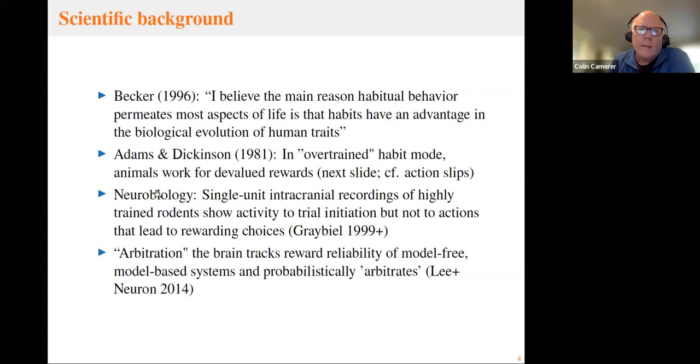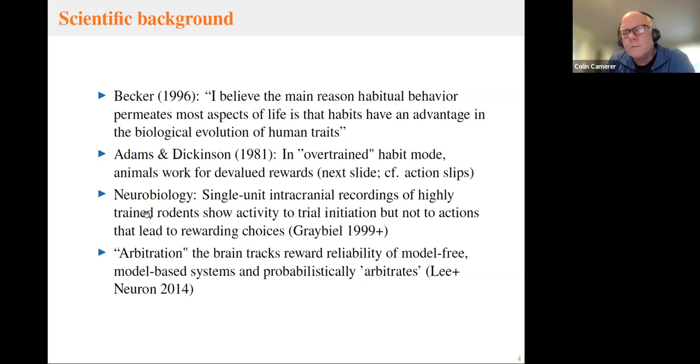Okay, a very classic result we're going to see in a minute is from Adams and Dickinson, Tony Dickinson, and many later papers, including Bernard Balleine and my Caltech colleague John O'Doherty, who's one of the world's experts on this. The idea is that you overtrain the rats to press a lever for food, or overtrain humans to move a joystick to collect valuable coins. At some point, you devalue the reward, and rational animals would quit working. Working means something effortful like a lever press, but they continue to work for devalued rewards. We'll see more in a minute.